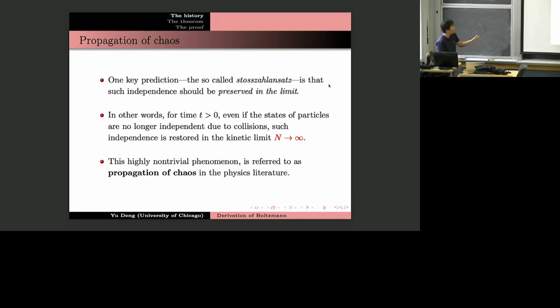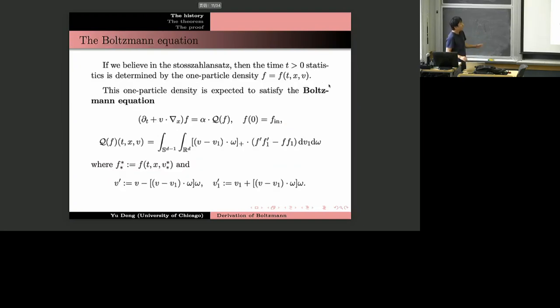Then for a positive time, even if we don't have independence for a fixed number of particles, this independence is restored in the limit where n goes to infinity. This is usually referred to as propagation of chaos. So let's say we assume propagation of chaos. Then the question is, how do we characterize the statistical behavior of the system for positive times? Again, if you assume this independence, then for later times t, the s-particle marginals factorize: f_s(t, x_1, v_1, ..., x_s, v_s) is the product over j from 1 to s of f_1(t, x_j, v_j). You have this factorization.